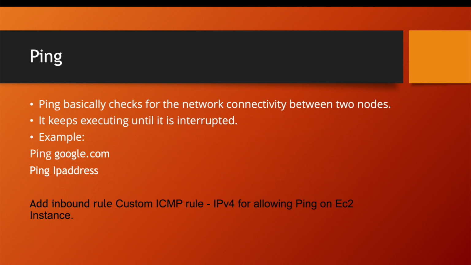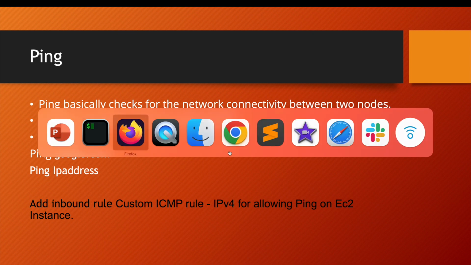The very first command in the Linux network list is the ping command. What is ping actually? Ping basically checks for the network connectivity between the two nodes. It keeps executing until it is interrupted. So we will check that practical also. What we are going to do, we will create one EC2 instance on the AWS cloud, and using the ping command, we will see if we are able to reach that particular machine created on the cloud from our personal computer. Let's try that. We will first create one machine on the AWS cloud.